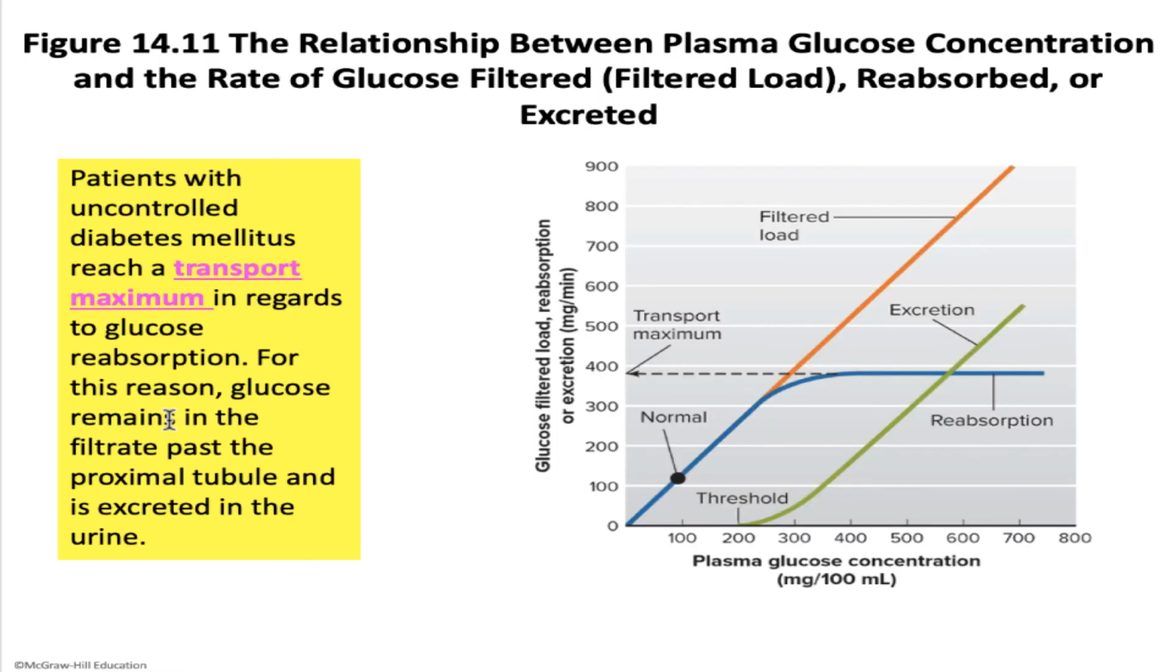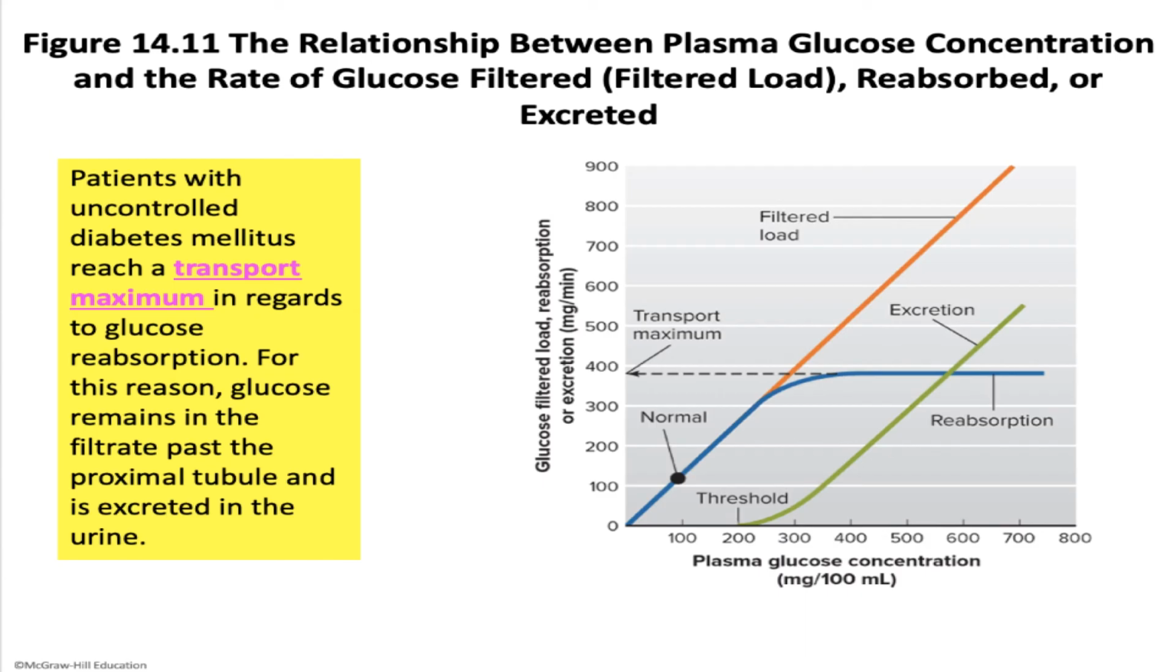The graph in figure 14.11 shows the relationship between the glucose concentration in the plasma, measured in milligrams per deciliter, versus 3 different states in which glucose can be moved. So one of these is the filtered rate. The second is the excreted rate in the green line, and the last in the blue is the reabsorbed rate.